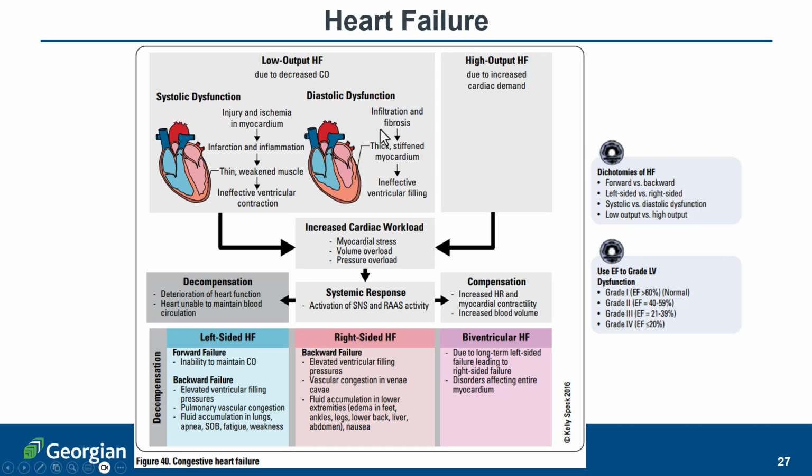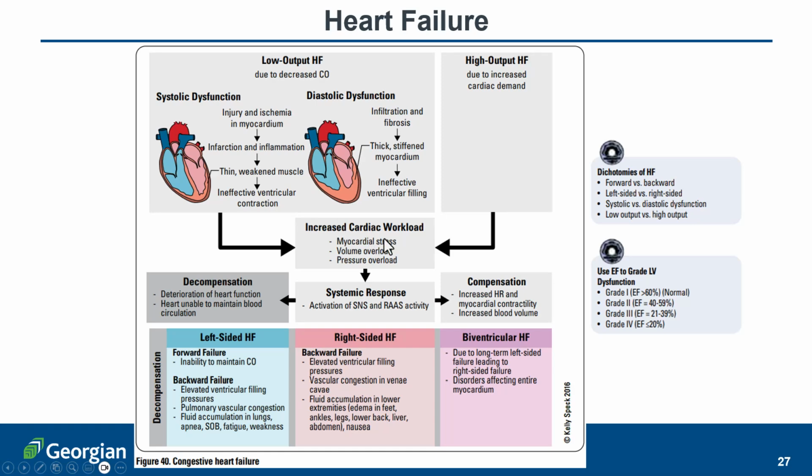Diastolic dysfunction is when there is infiltration and fibrosis. That's usually due to a genetic disorder, such as in dilated or hypertrophic cardiomyopathies. But in diastolic dysfunction, which I don't want you to focus upon, there's infiltration and fibrosis that leads to a thickening and stiffening of the myocardium and consequently ineffective ventricular filling, right? That you have blood pooling in the ventricles during the diastole. That's why it's called diastolic dysfunction. Also, please ignore this high output heart failure. So we'll focus upon just systolic dysfunction, mainly due to ischemia and infarction and resulting inflammation.